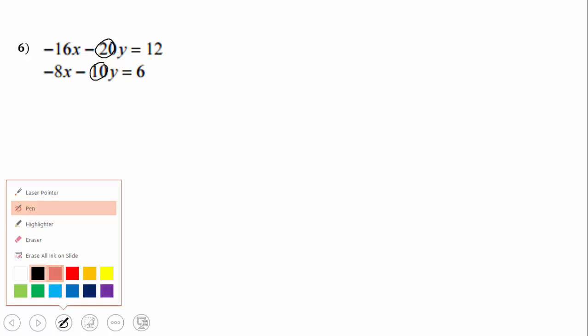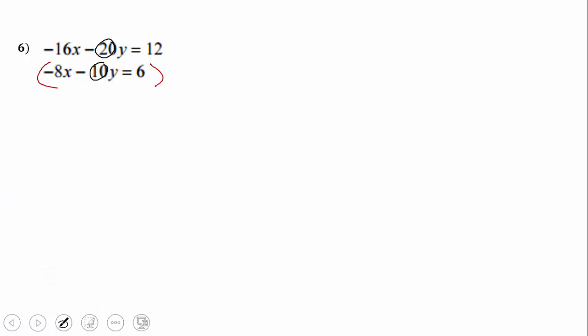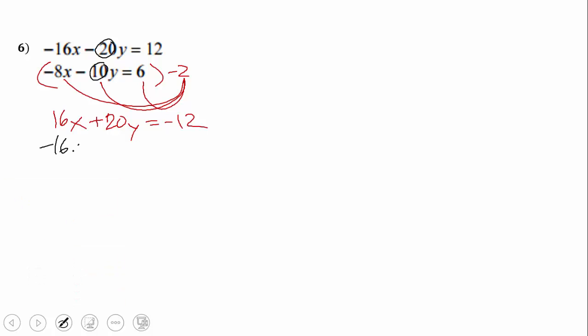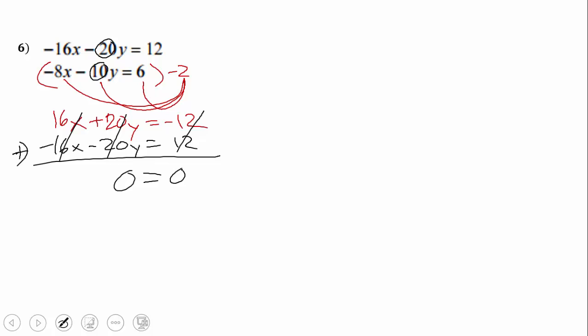I'm going to multiply the second equation by a negative 2. Negative 2 times a negative 8 is positive 16x. Negative 2 times negative 10 is positive 20y. And negative 2 times 6 is negative 12. If I bring down my original equation number 1, negative 16x minus 20y equals 12, heavens to Troy, when I add these two equations together, everything is eliminated, giving me 0 equals 0. And once again, we've proven that is a valid statement.